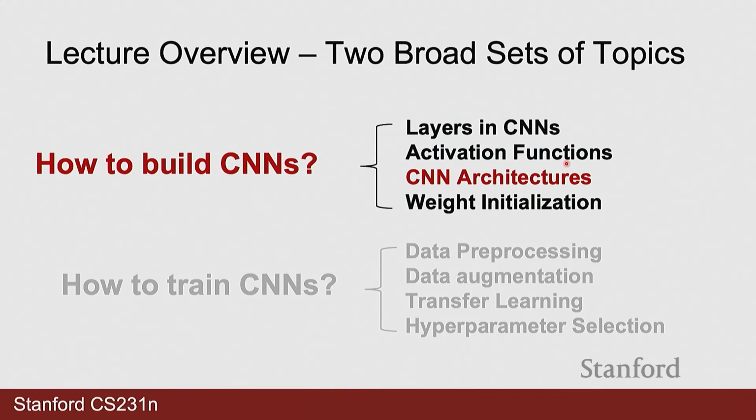Okay, so you've learned everything now about all the components of CNNs, and I'll now go through some examples of how we put them together and how people have created state-of-the-art convolutional neural network architectures.